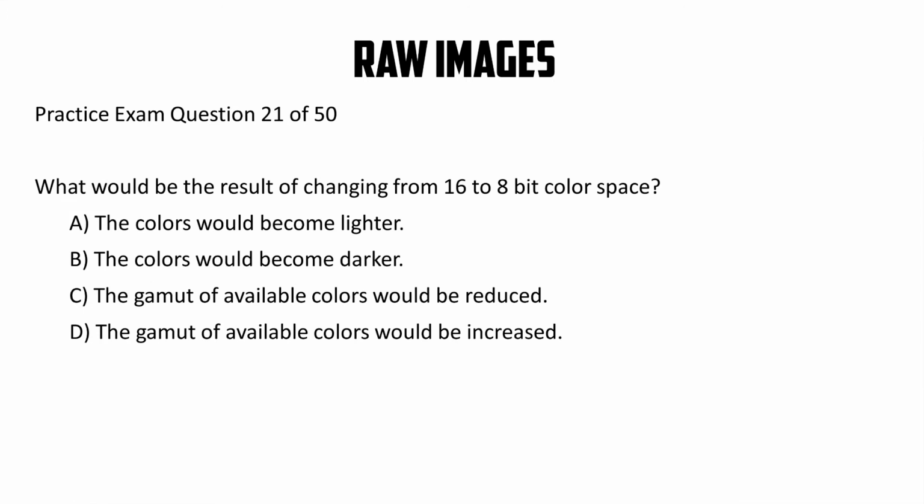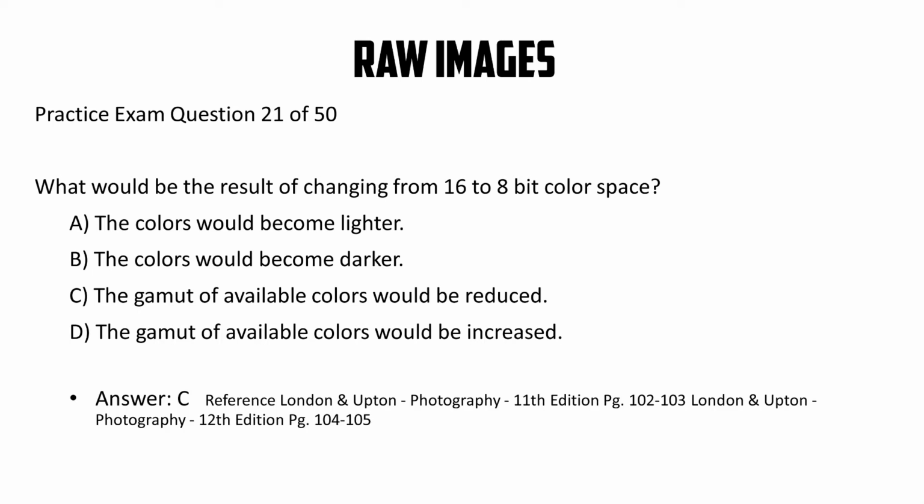Okay, the other question I found in the practice exam was this one. What would be the result of changing from 16 back down to 8-bit color space? Colors would become lighter, the colors would become darker, the gamut of colors would be reduced, or the gamut of available colors would be increased. What do you think is the right answer there? C. C. That's from London and Upton on page 102 to 103. So yeah, good job. You guys got both of those right.